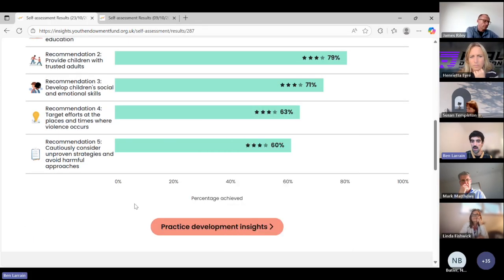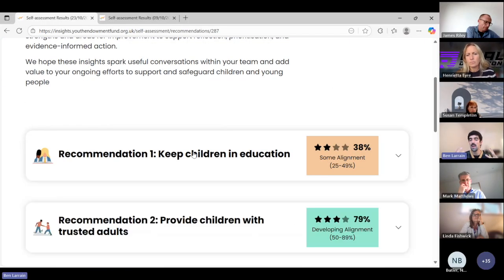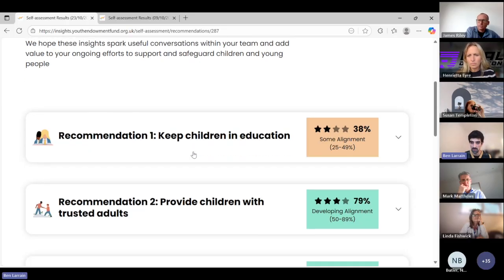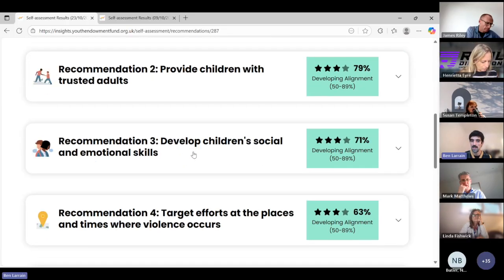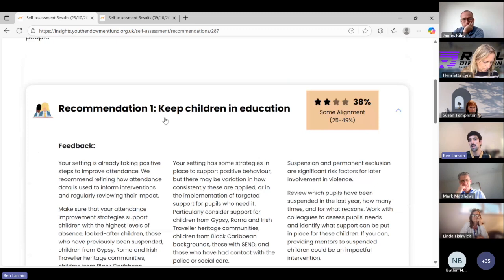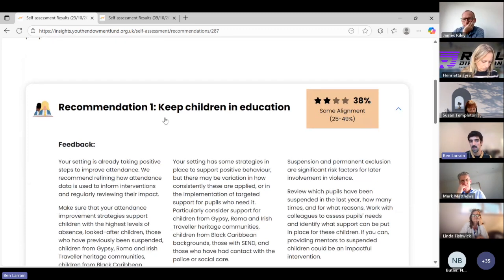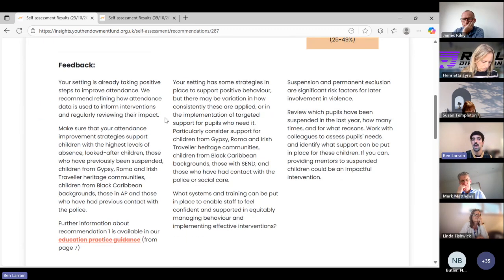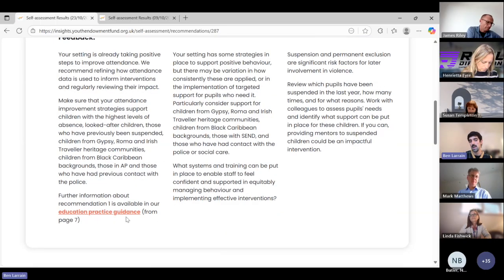And the tool enables you to receive an insights report around this. So this is where the real meat comes from the digital tool. For all of the 5 recommendations, you will receive customized feedback depending on how you've scored across all of the questions. And you'll receive quite tangible areas of feedback of either specific things that you could look to change in your practice, or perhaps with specific references for further reading in the education practice report. So here it's telling you to look at page 7, where we specifically delve into attendance improvement strategies.